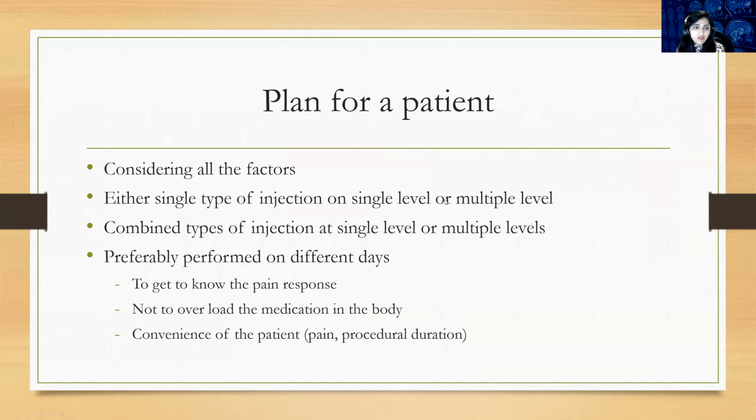So this is planning for patients. Considering all the factors, which include what dermatomes are involved and at the imaging what levels are involved, we decide whether we are going to do a single level or multiple level injection, or a combined type of injection at single or multiple levels. Preferably, we perform all the injections on different days. We can do 2 facet joint injections in 1 day, but nerve root injection we always do one per day, and the epidural injection one per day.